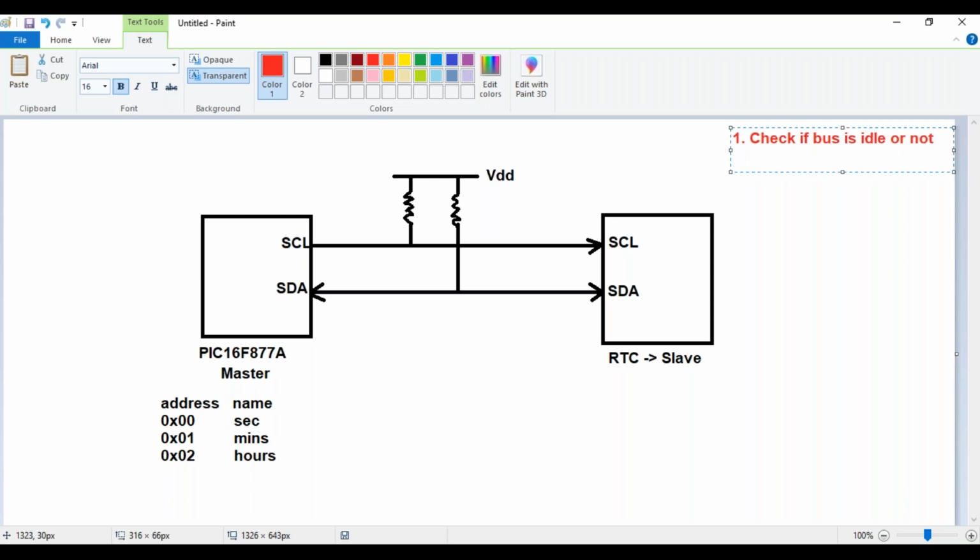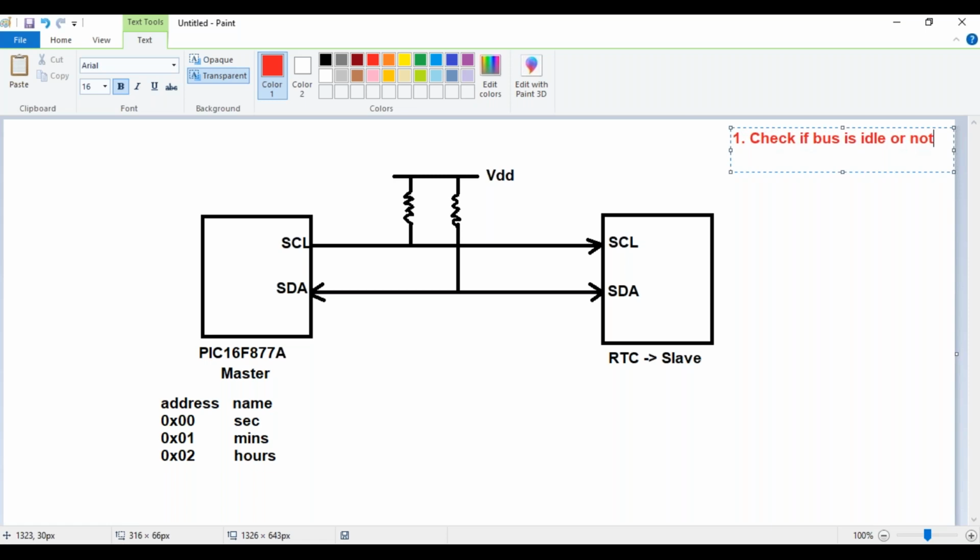Now, how will I check if the bus is idle or not? If the SDA line is giving me the value 1, it represents that the bus is idle.